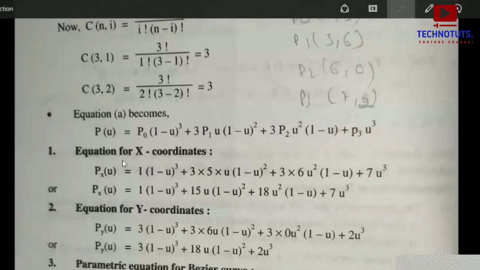So the parametric equation for the x coordinate is obtained as Px(u) equals 1 into (1 minus u) whole cube plus 15u into (1 minus u) whole square plus 18u square into (1 minus u) plus 7u cube. Similarly, the parametric equation for the y coordinate is obtained as Py(u) equals 3 into (1 minus u) whole cube plus 18u into (1 minus u) whole square plus 2u cube.